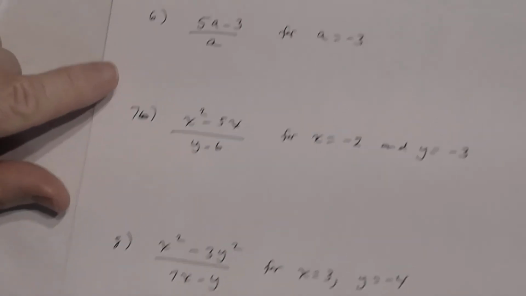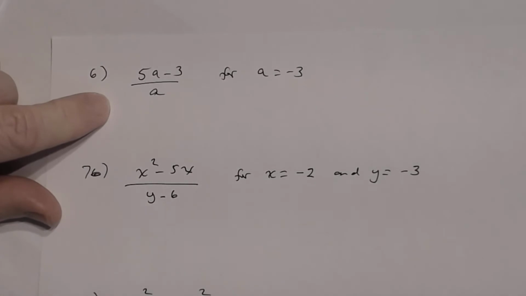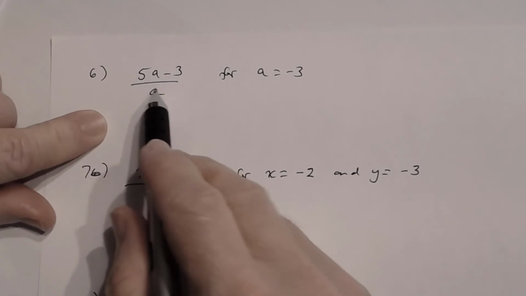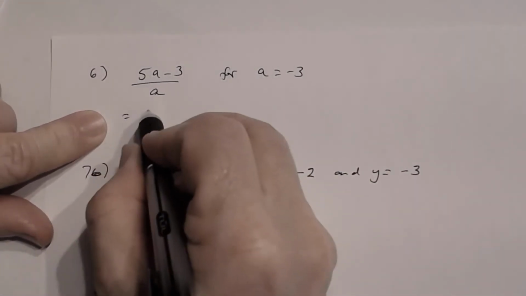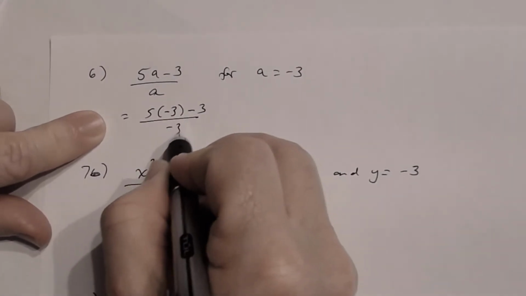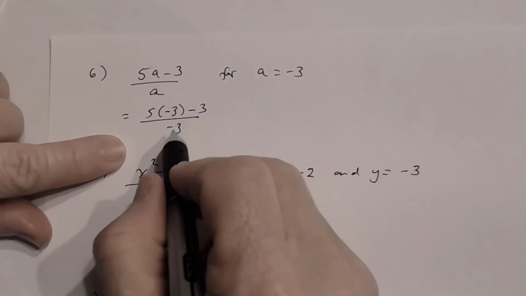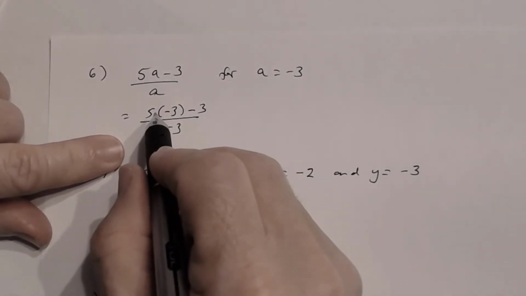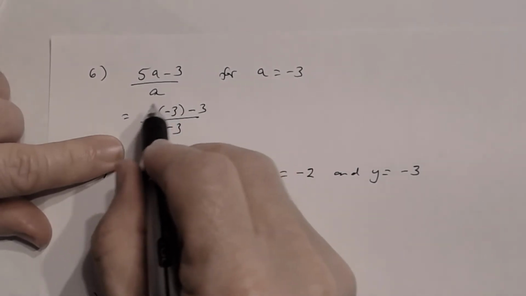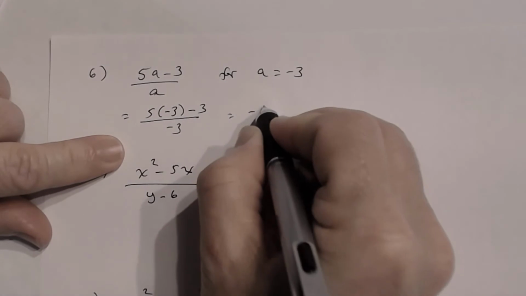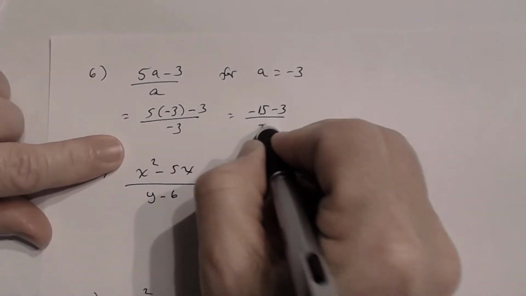Okay, number 6. So in number 6, we have this rational expression, and you want to evaluate that when x is negative 3. So in place of x, you're going to substitute negative 3. So I get 5 times negative 3, subtract 3, divided by negative 3, right? The denominator is going to stay negative 3, but the numerator, I can simplify that. You do multiplication first before you subtract. So a negative 3 times positive 5 is a negative 15. So I get negative 15, subtract 3, divided by negative 3.